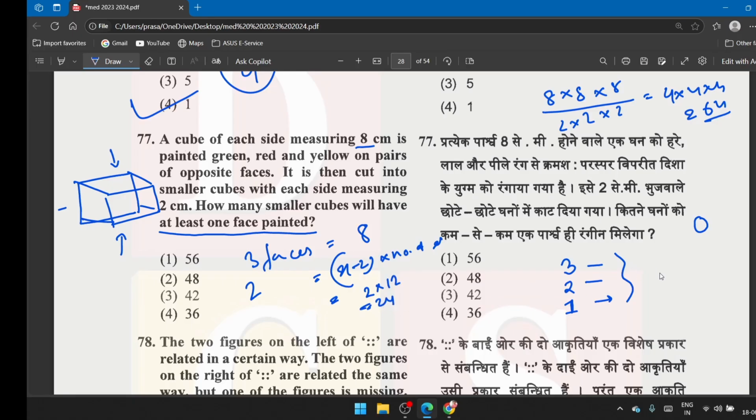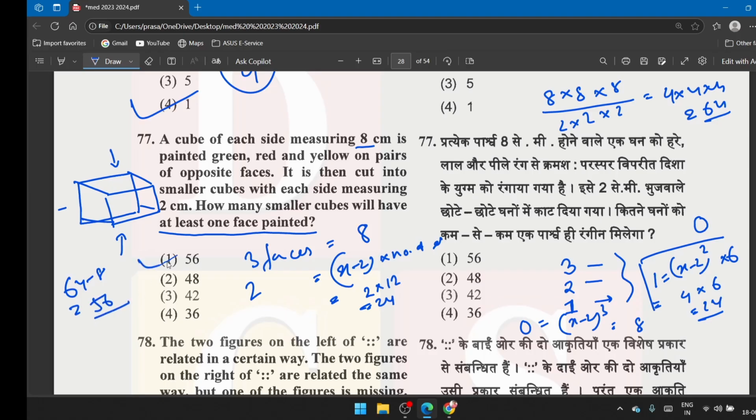और क्या है? 1 फेस पेंटेड. 1 फेस पेंटेड कितने हो जाएंगे? (x − 2) whole square इंटू 6 अगेन एजेस. ठीक है, x माइनस 2 का whole square इज 4 अगेन, 4 इंटू 6 इक्वल 24. ठीक है, और जीरो फेसेस पेंटेड का फॉर्मूला है, मैं यहाँ पे लिख दे रहा हूँ. जीरो फेसेस पेंटेड का है (x − 2) का whole cube, दैट इज अगेन 2 into 2 into 2. सो जीरो फेसेस पेंटेड कितने 8, और टोटल ये कितने हैं 64, तो 64 माइनस 8 एटलीस्ट वन फेस पेंटेड हो जाएगा 56, दैट इज ऑप्शन क्लियर.